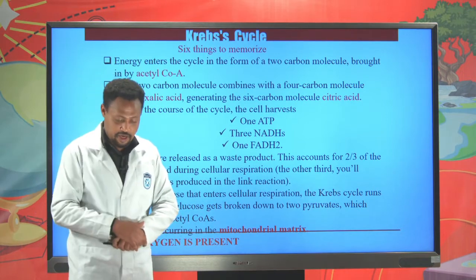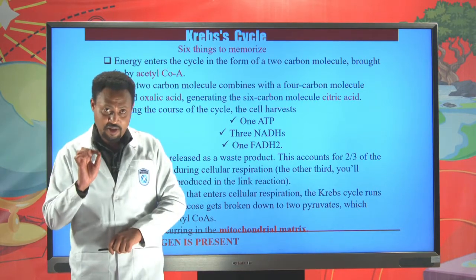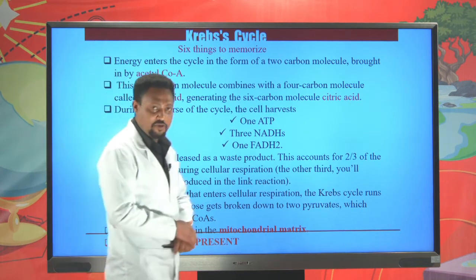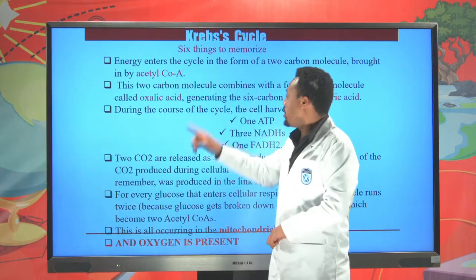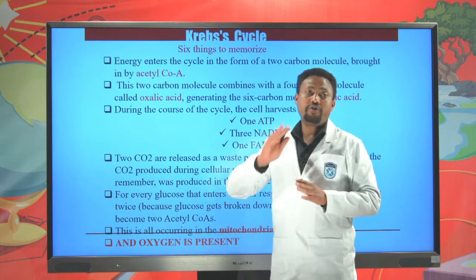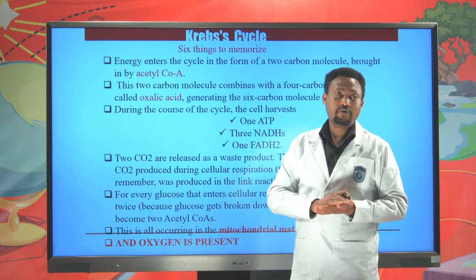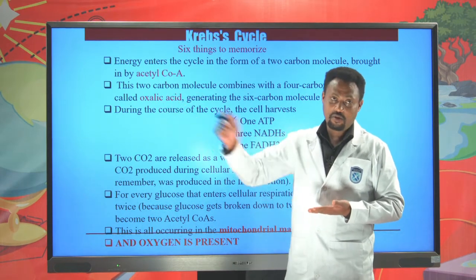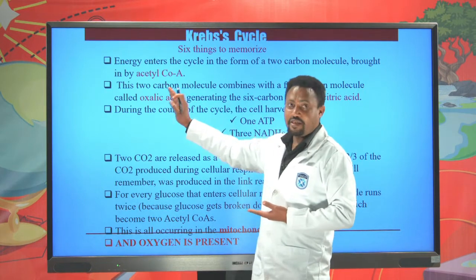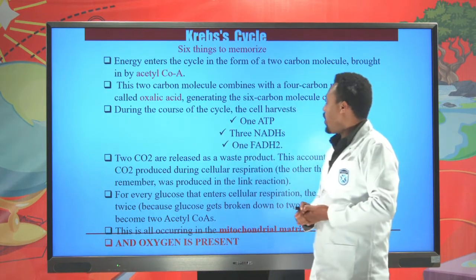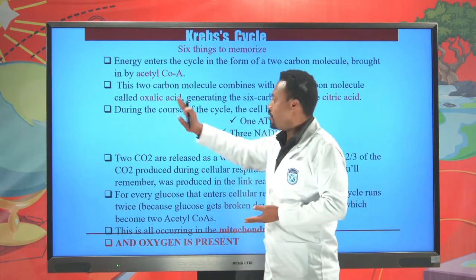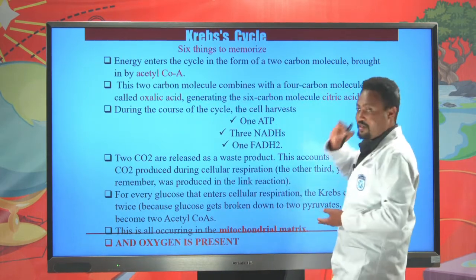Before that, I need you to remember very important points in Krebs cycle. 1, energy enters in the cycle in the form of 2 carbon molecule called acetyl-CoA. This CoA, as you know, is going to return back to bring another acetyl molecule. It is recycled in the process. Then oxaloacetate combines with acetyl, forming citric acid.